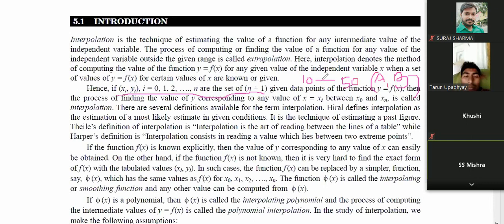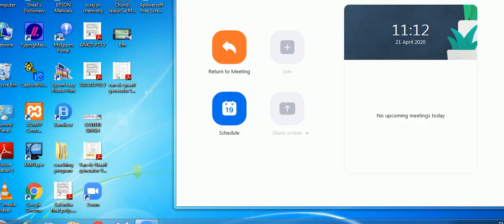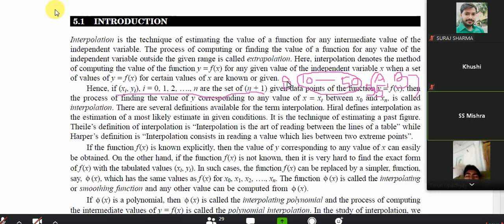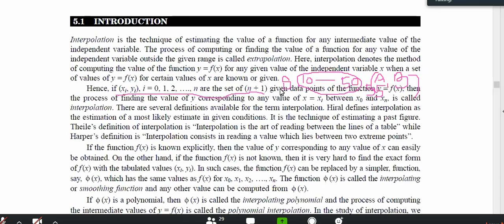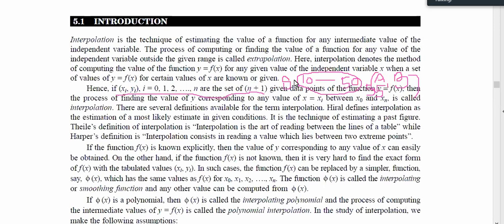corresponding to given intermediate values. Estimating the value corresponding to the outside values of the independent variable is known as extrapolation. So interpolation is within or inside the range, and extrapolation is outside the range. So this is interpolation and extrapolation. I just go ahead. Interpolation, I have shown this very data for you.